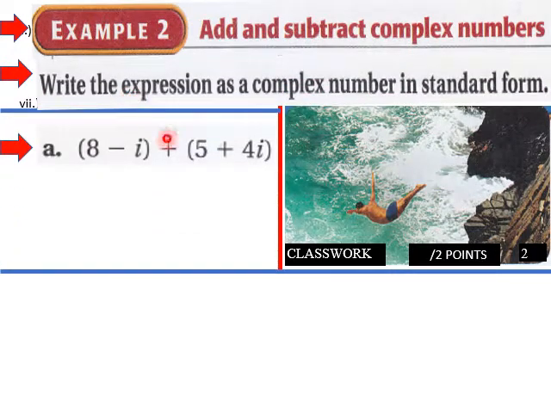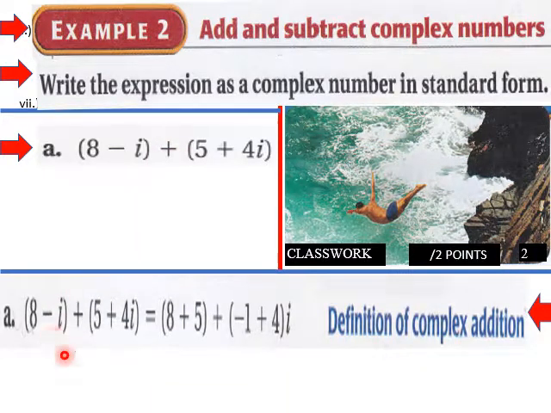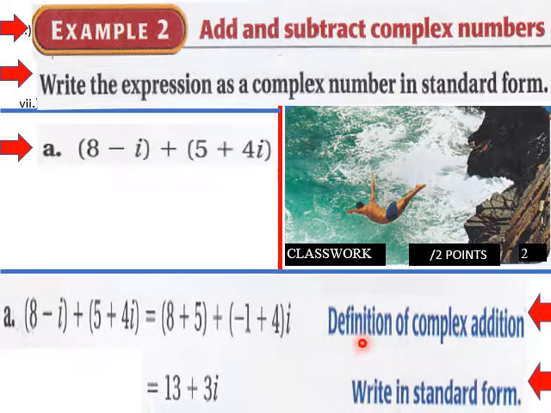Write the expression as a complex number in standard form. We have this example here. So we have 8 minus i. We add our real numbers first, and then we add our coefficients of our imaginaries, -1 plus 4 times i, and we end up with 13 plus 3i. This will be a complex number written in standard form.